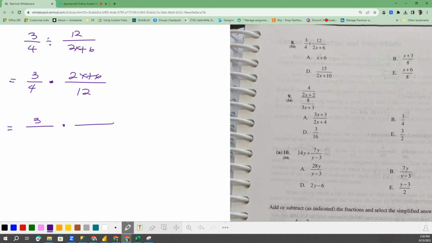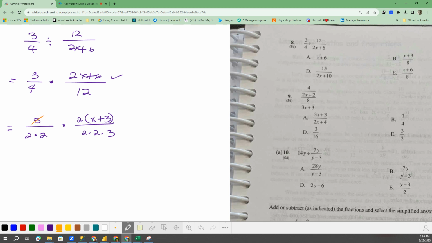3 is just 3, 4 is 2 times 2. Second one is a binomial, okay, binomial. So therefore you need to find the common factor, which is 2. So now you have x plus 3 here. And then 12 is 2 times 2 times 3. All right, left to right, numerator, denominator.